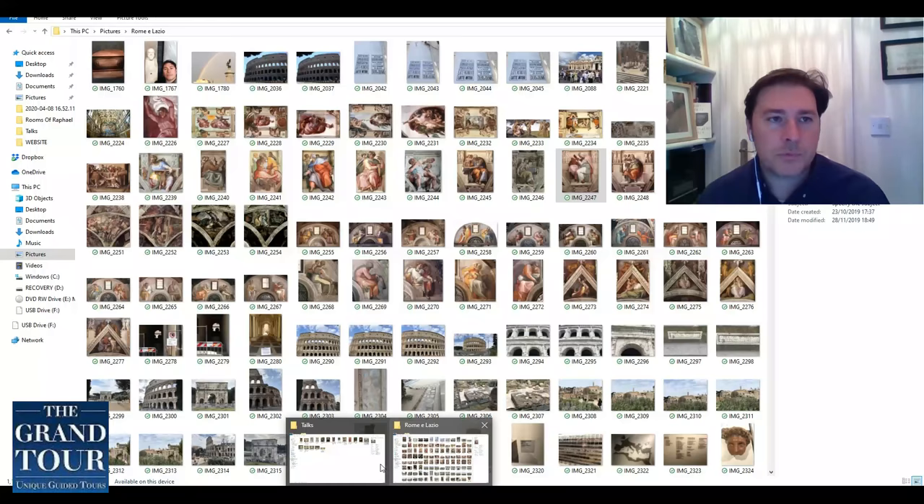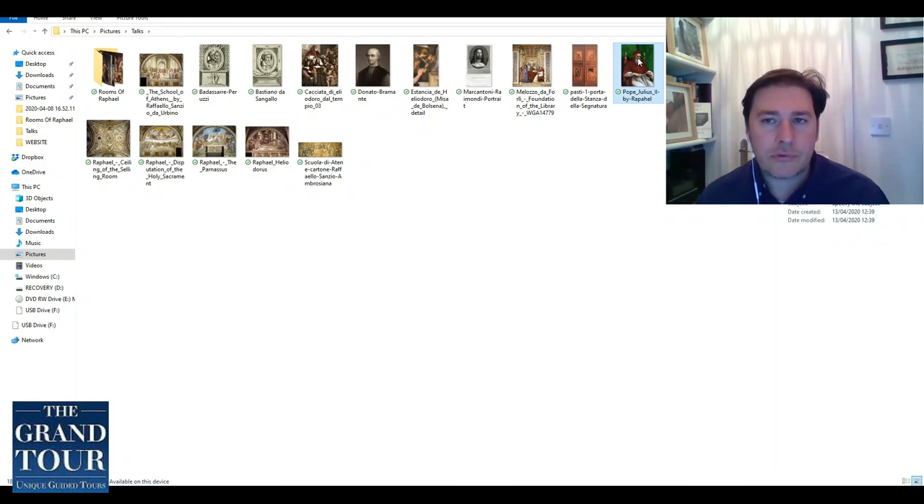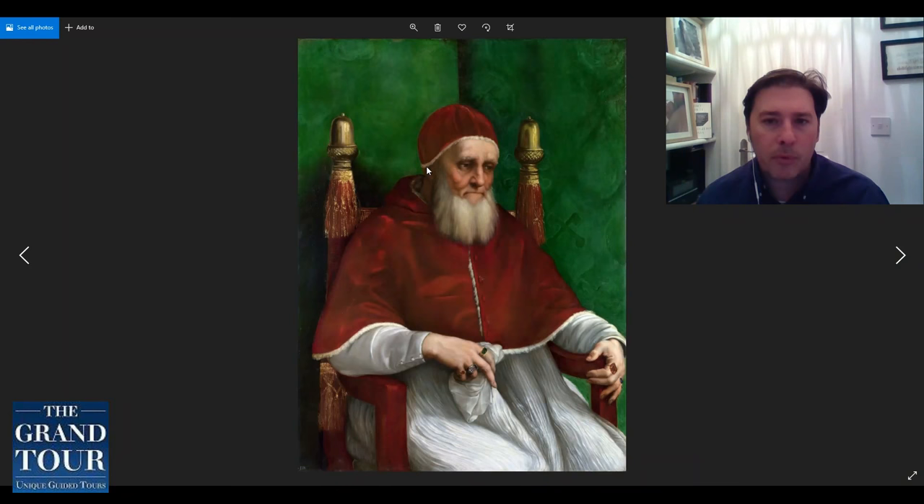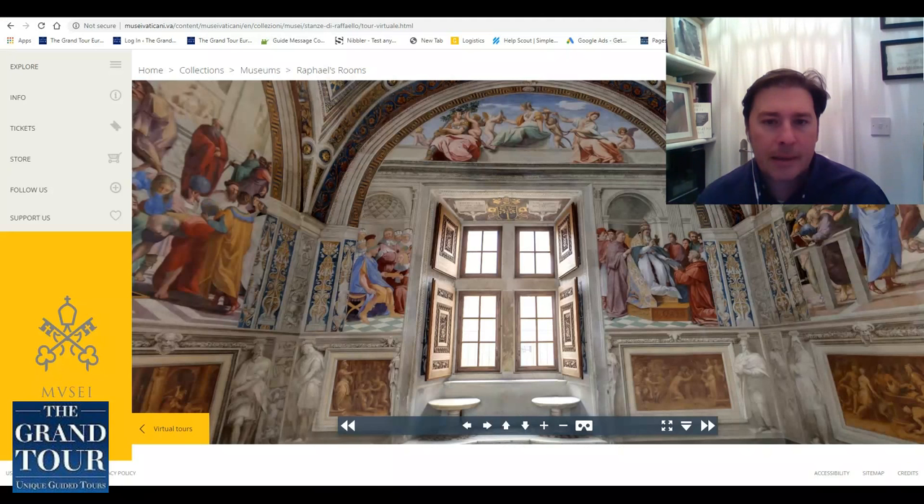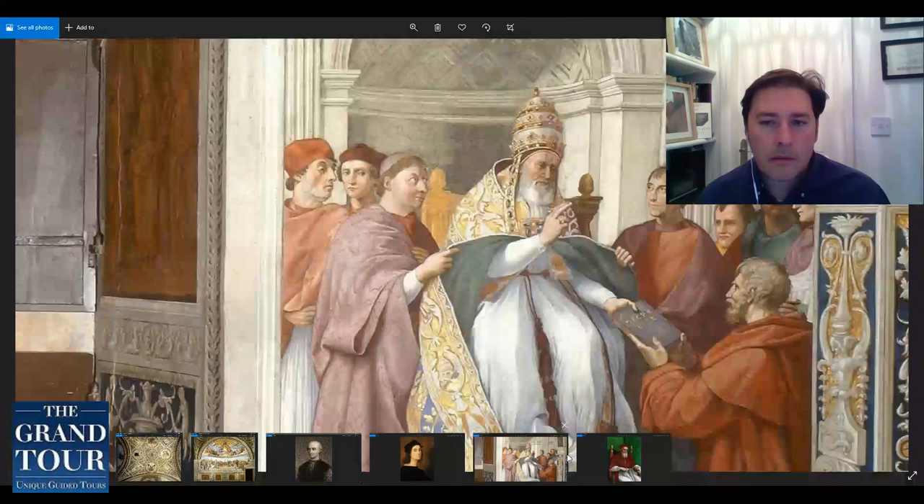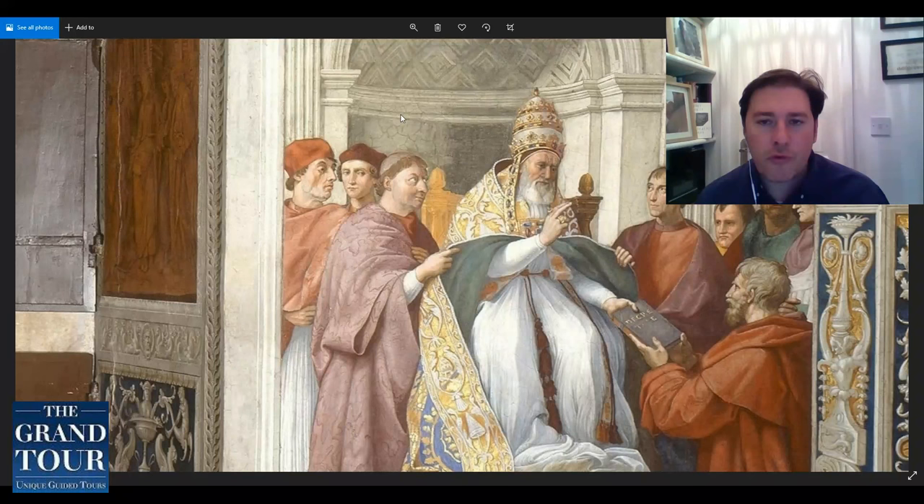Julius II. This is a portrait that Raphael made. There's several copies of this portrait. It's a beautiful portrait of the Pope. So that's basically him here, and here, and then surrounded by a number of cardinals.